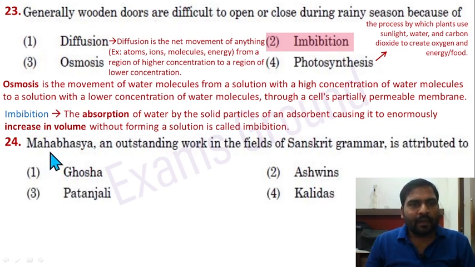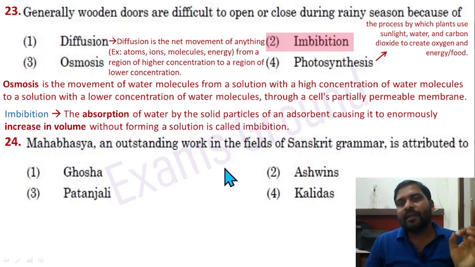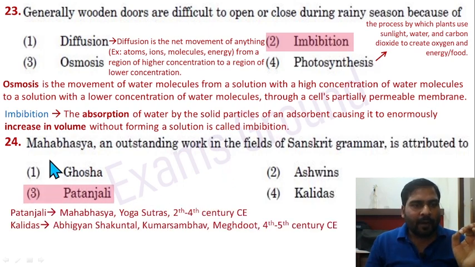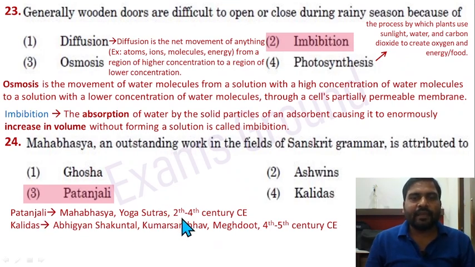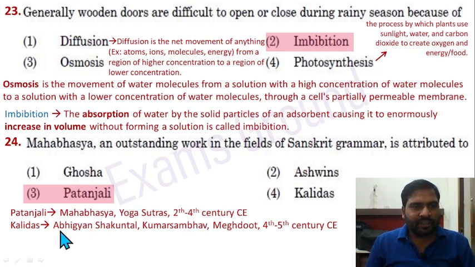Question 24. Mahabhasya, an outstanding work in the field of Sanskrit grammar, is attributed to. So Mahabhasya is written by Patanjali, who also wrote the Yoga Sutra. The exact time period of these persons is not mentioned. Many historians or researchers estimate the time period of Patanjali between the 2nd to 4th century. Books written by Kalidas are Abhigyan Sakuntalam, Kumar Sambhav and Meghdut, and the time period of Kalidas was the 4th to 5th century.